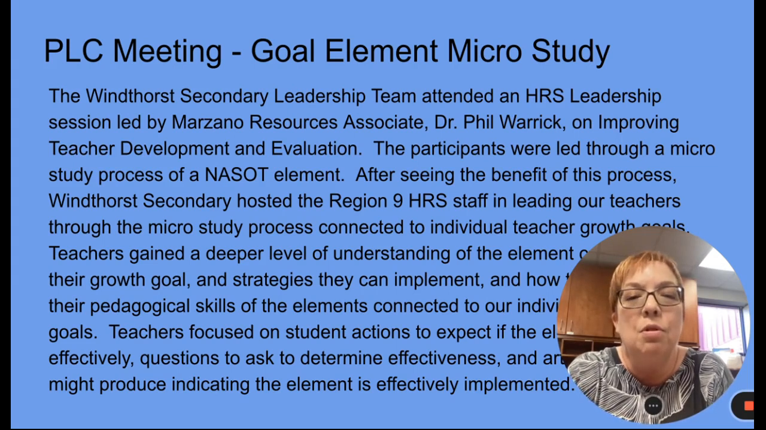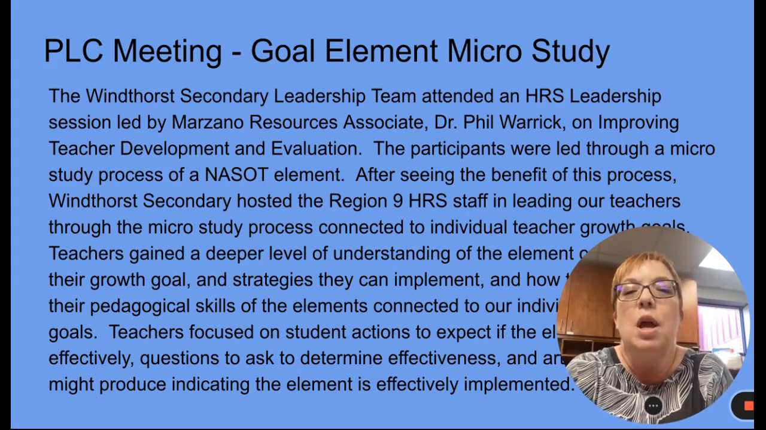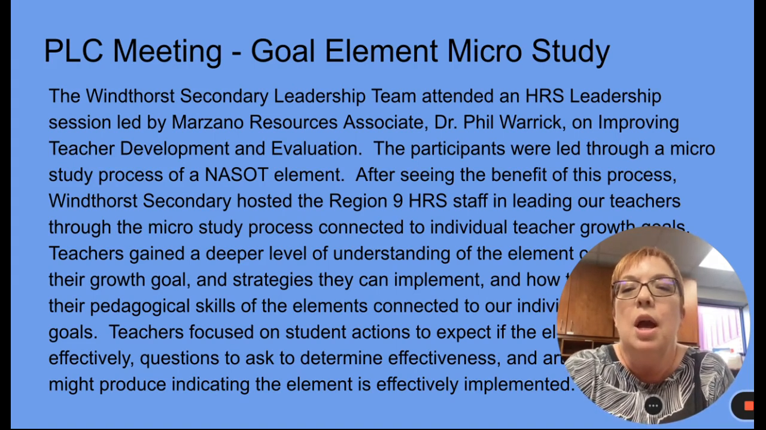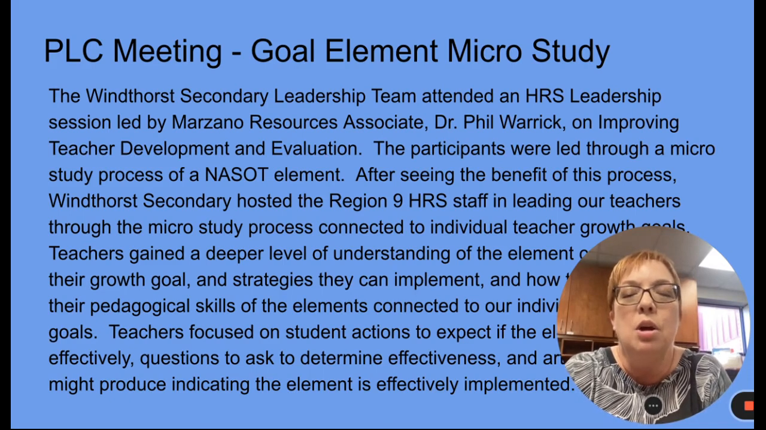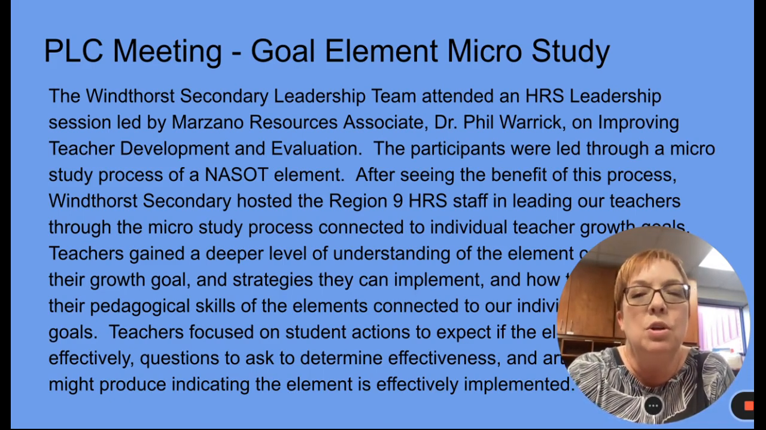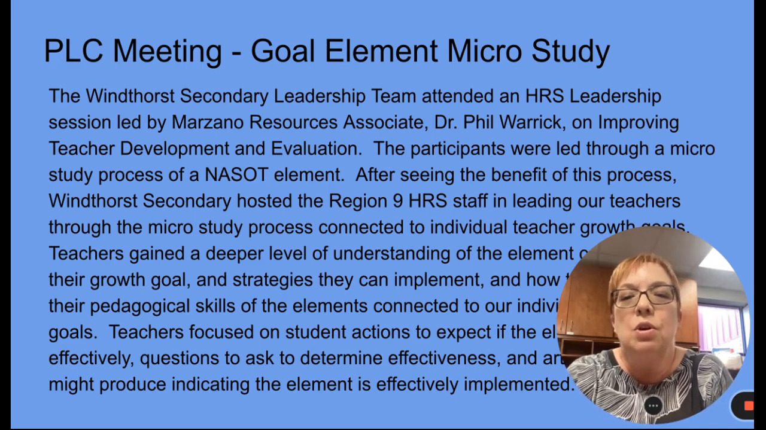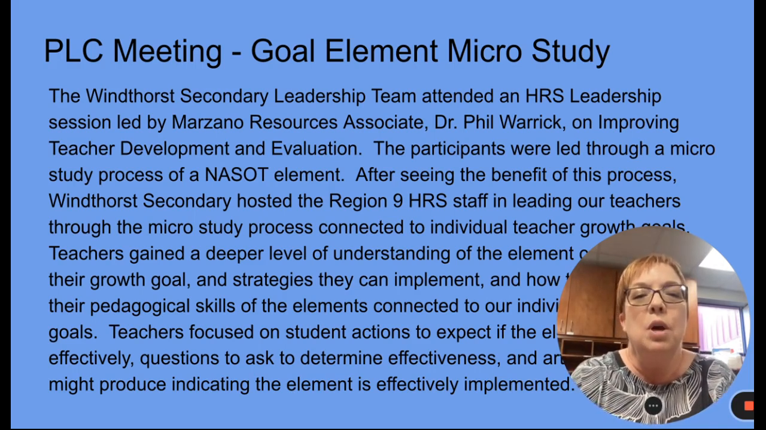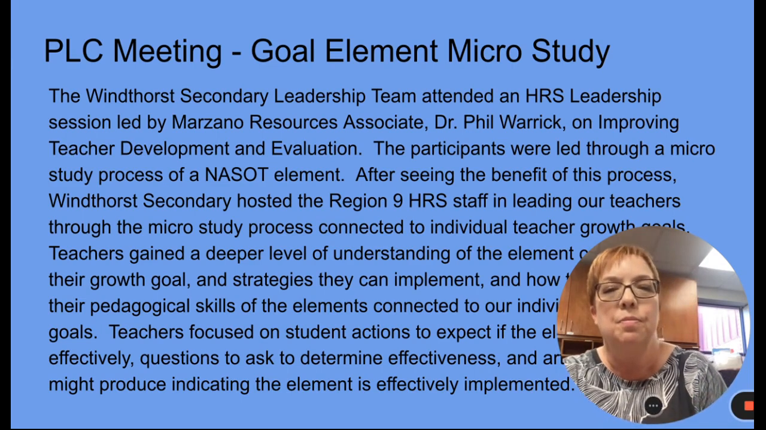Teachers gained a deeper level of understanding of the element that they use for the growth goal and the strategies that they can implement in their classroom to improve their pedagogical skills that are connected to their individual goals. Teachers focused on student actions to make sure that they were being effective.